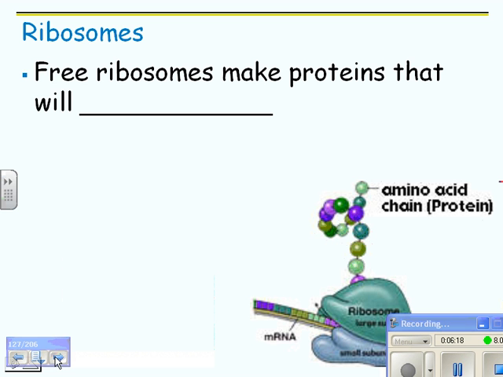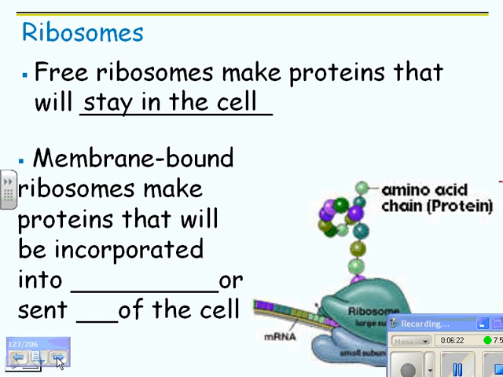Free ribosomes make proteins that will usually stay in the cell, whereas membrane-bound ribosomes, ribosomes attached to the ER, will make proteins that will be incorporated into the cell membrane or sometimes sent out of the cell. Sometimes you need proteins out of the cell, like collagen, for example, to make your bones strong.